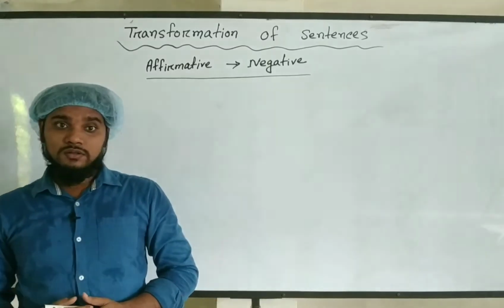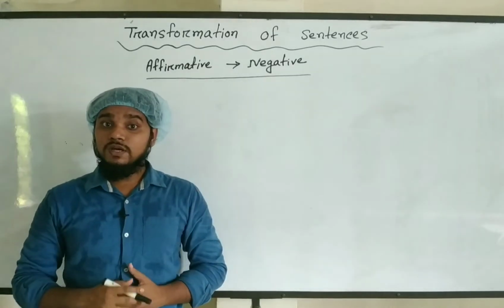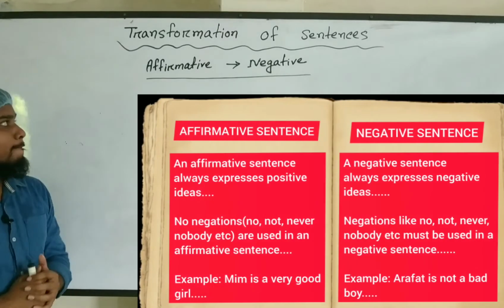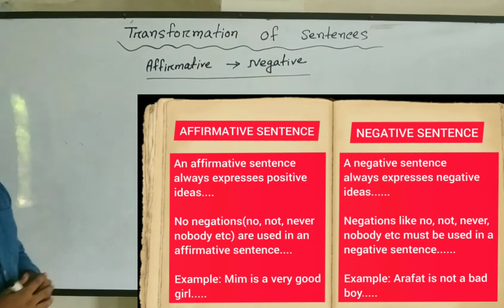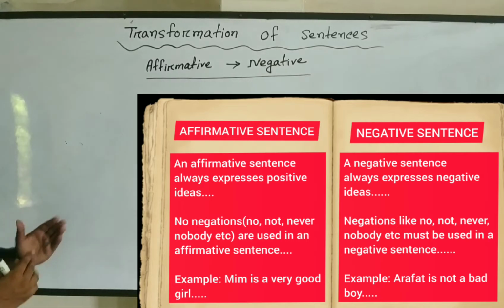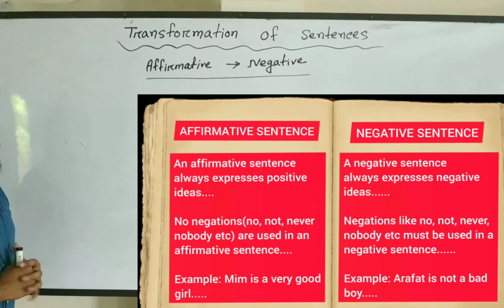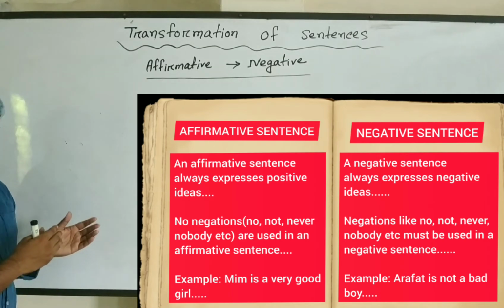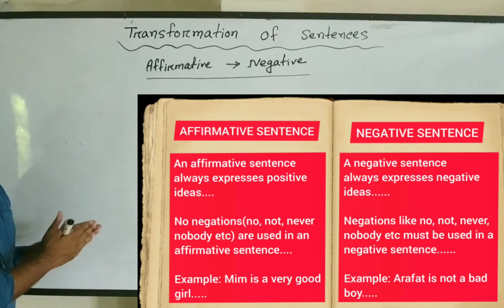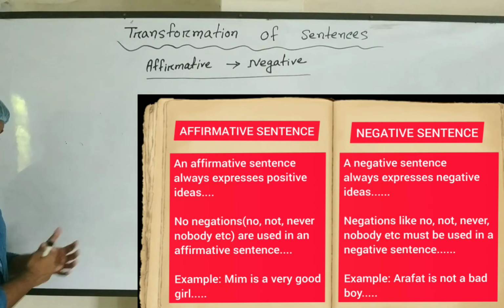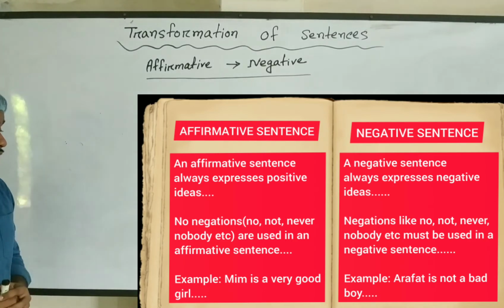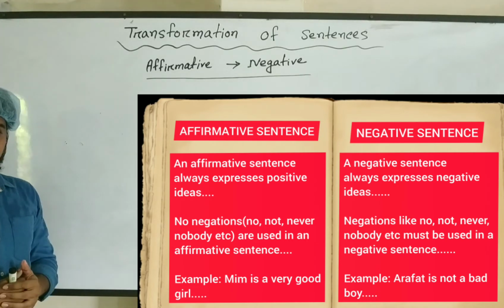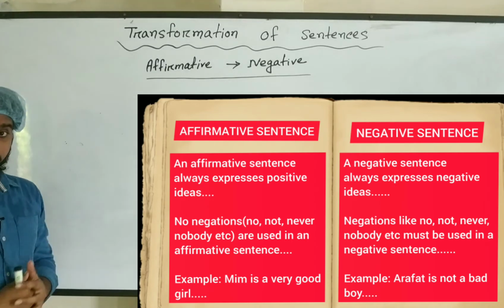But for that, we need to know what affirmative and negative sentences are, right? Have a look. An affirmative sentence always expresses positive ideas, and no negations like not, no, never, nobody, etc. are used in an affirmative sentence. For example, she is a very good girl. You see, there is no negation in this sentence, and it expresses a positive idea.